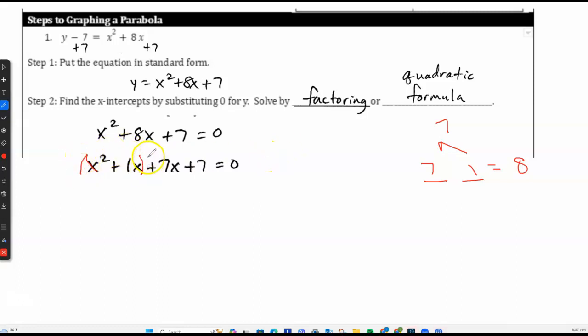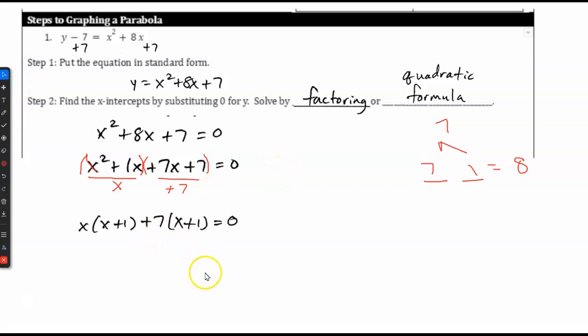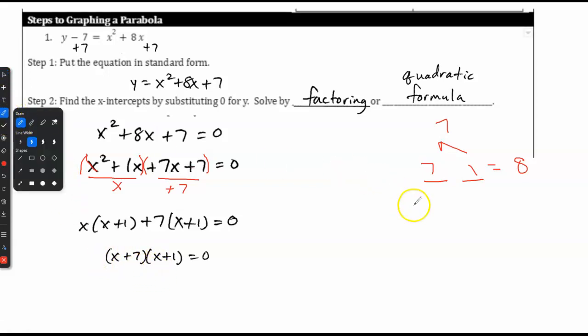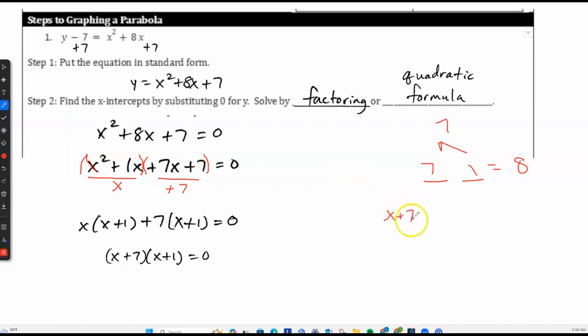So we have a group here and then a group here. We can divide this group by x, and we can divide this group by positive 7. So now we have x times (x plus 1) plus 7 times (x plus 1). So we have (x plus 7) times (x plus 1) equals 0, just like we had before. We are solving this, so we need to finish making these 2 little equations and solve them. So we need x plus 7 equals 0 and x plus 1 equals 0.